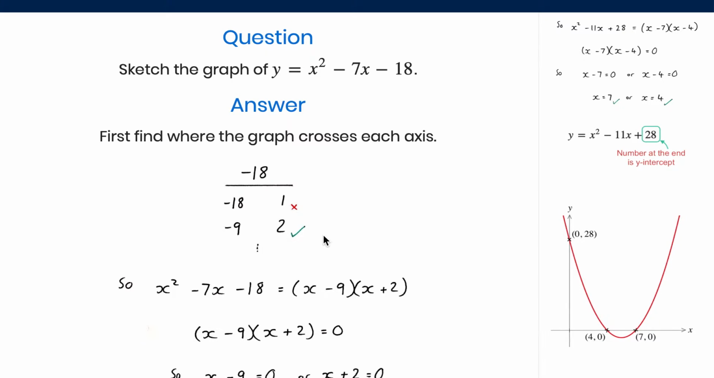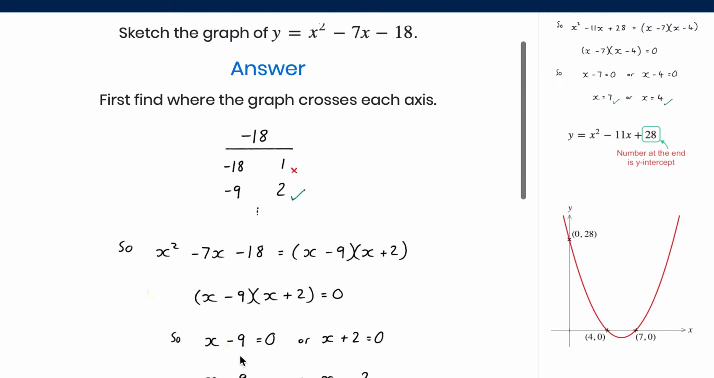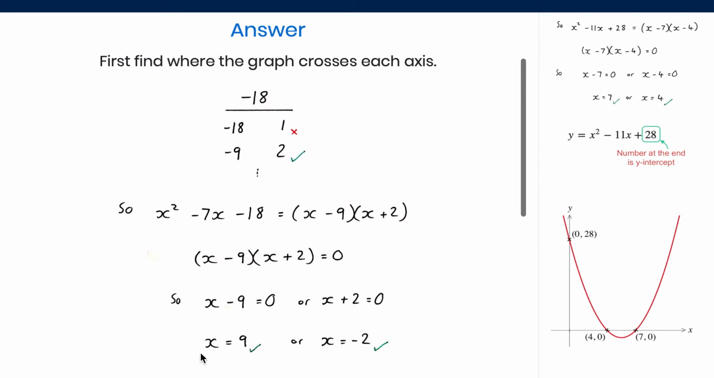And then the second pair is minus 9 and 2, and since this is the pair we want, there's no need to list any more factors, and we can write the quadratic as x squared minus 7x minus 18 is equal to x minus 9 times x plus 2, which is equal to 0, so x minus 9 is equal to 0, or x plus 2 is equal to 0, meaning that x is equal to 9 or x is equal to negative 2. What this means is the graph crosses the x-axis at 9, 0 and minus 2, 0.